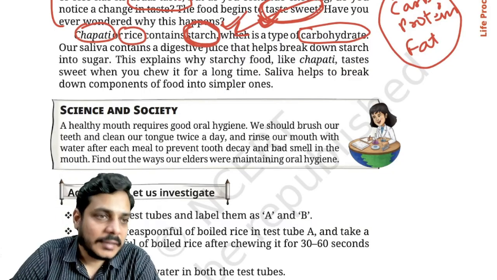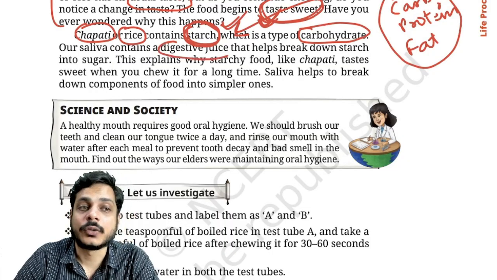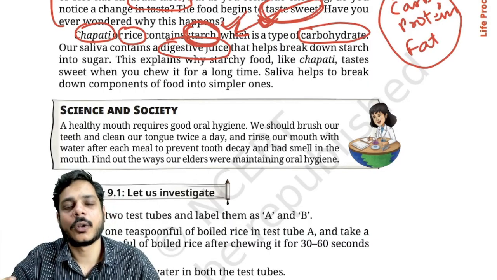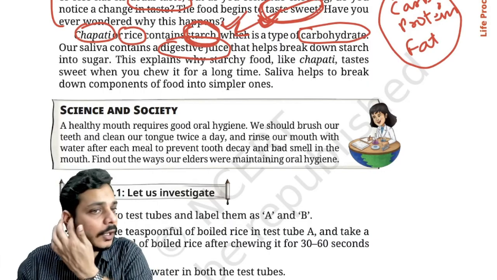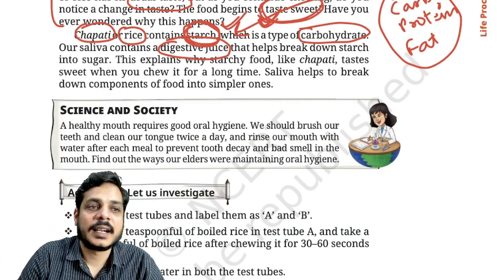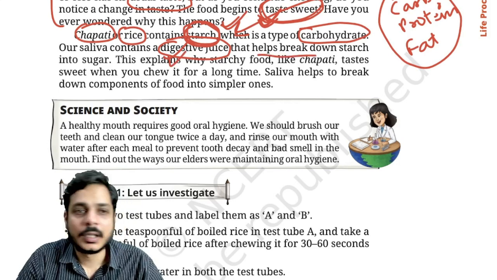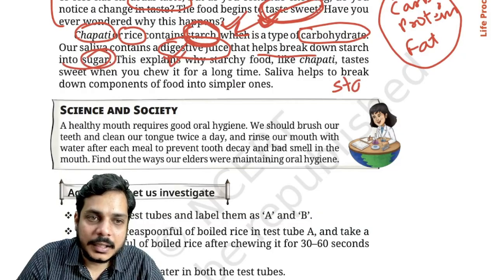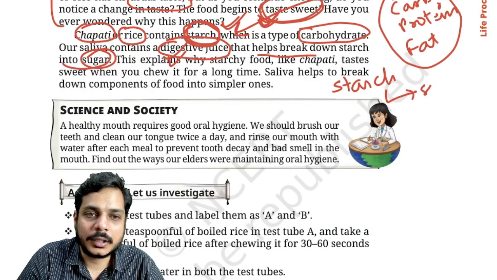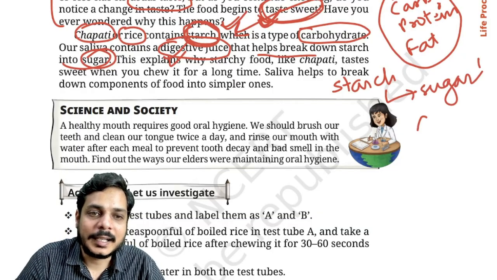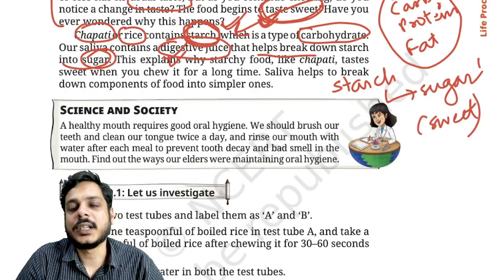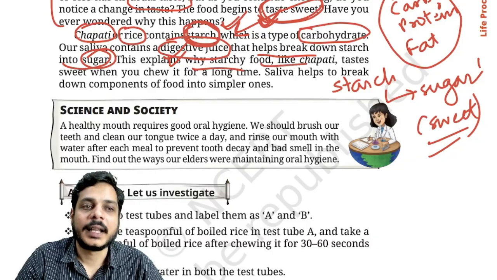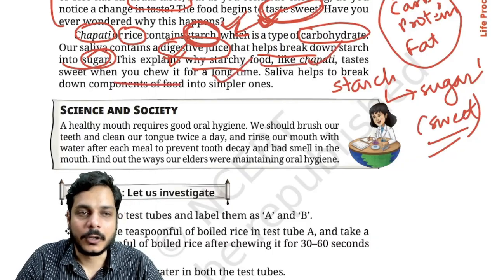All right. So our saliva contains a digestive juice. We said that the alimentary canal is the combination from mouth to anus of all the organs that are required in the digestive process. So our saliva contains that digestive juice that helps to break down starch into sugar. So in our mouth itself, starch gets converted into sugar. Sugar is something that helps us recognize this sweet taste if we chew it for a long time. This explains why starchy food like chapati tastes sweet when you chew it for a long time.